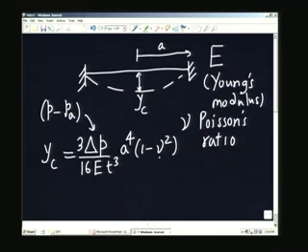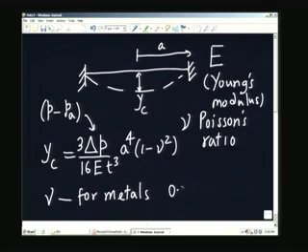Poisson's ratio for metals, if we are using a metal diaphragm, either stainless steel or some other metal, may be anywhere between 0.3 and 0.5. And the Young's modulus is known. a is the radius of the diaphragm, and then there is delta P.